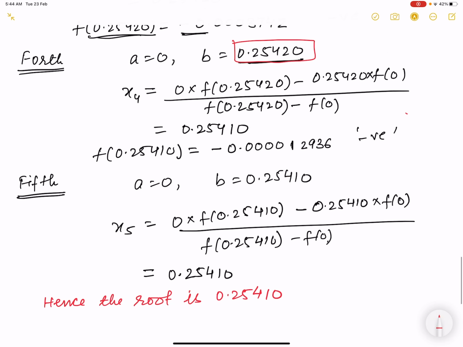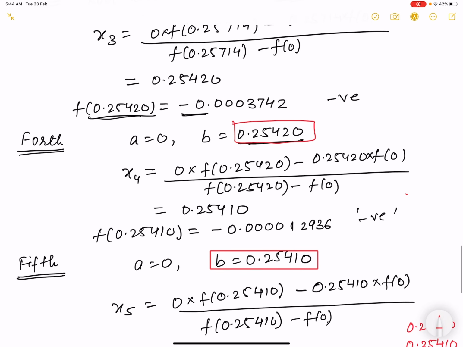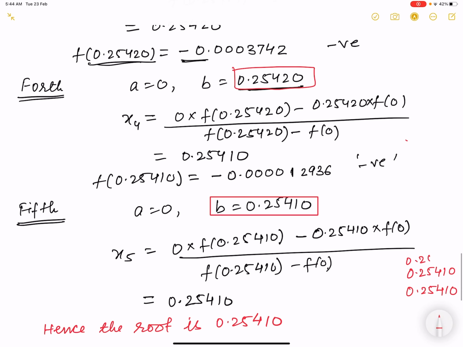And next is 0.2541. So two consecutive values which we got are 0.25410 and another 0.25410. Before this we got 0.25420. So that is why we concluded that the value is 0.254.